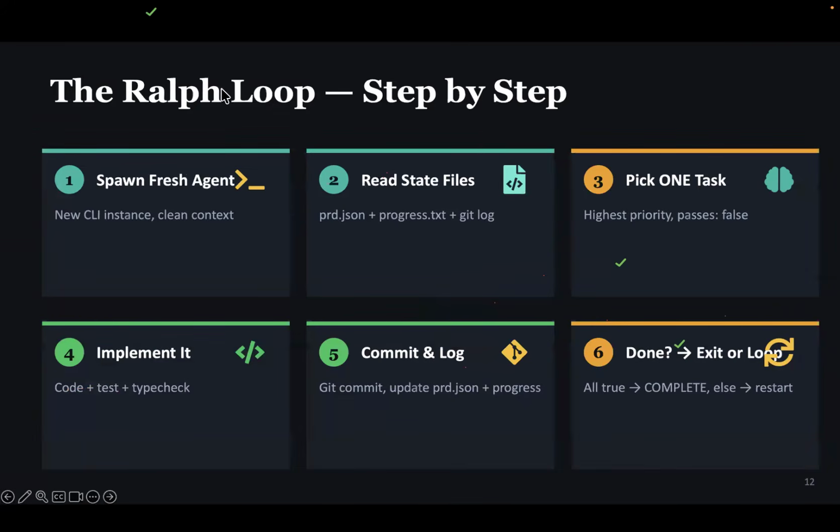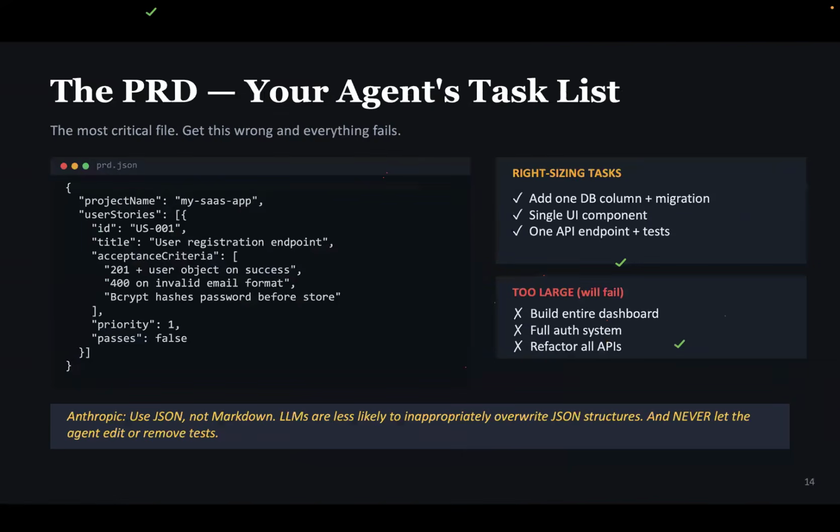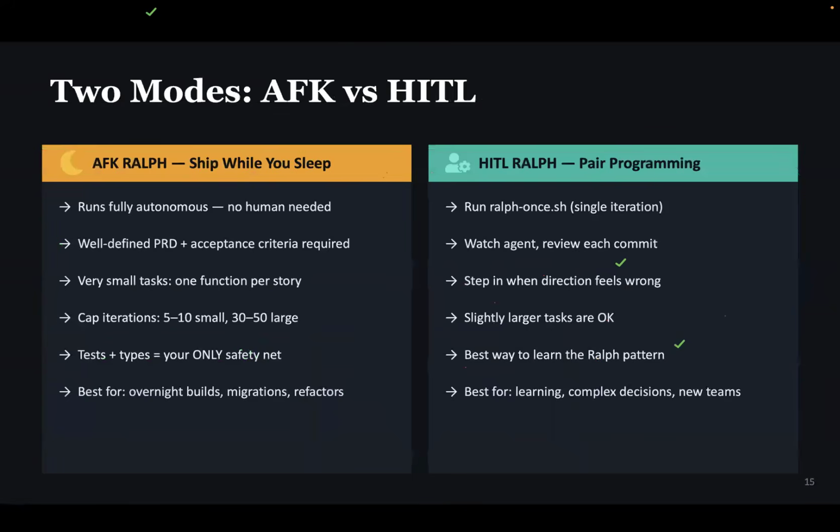So basically, what is the loop? Spawn the fresh agent, read the state files, pick one task, implement it, commit and log, done and exit. Move to the next. Move to the next. That's how you have to go about it. So these are basically the 5 pillars, as I mentioned. I have just walked you through all of this as well.